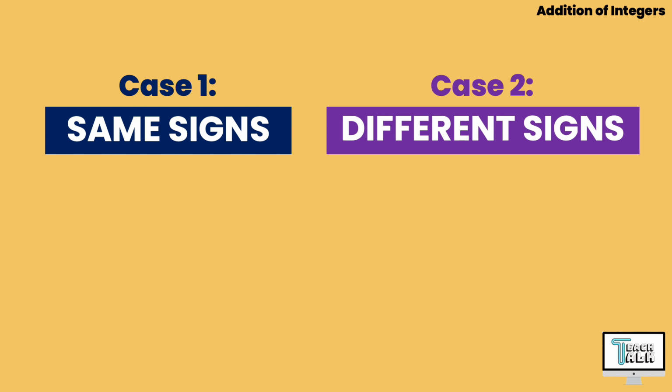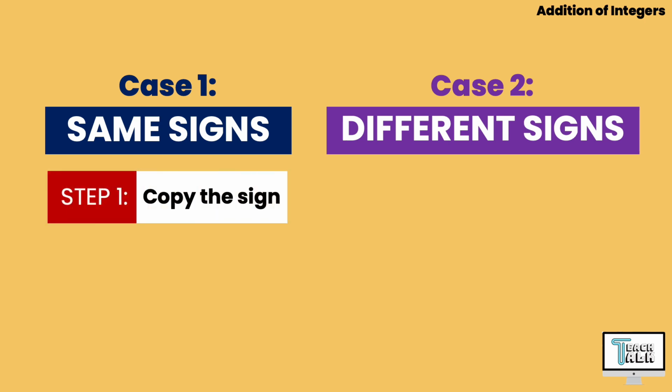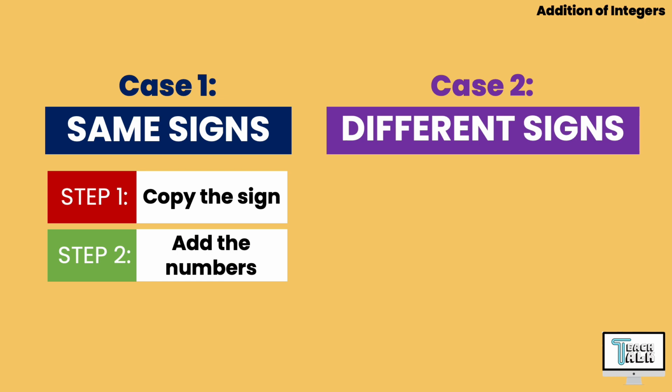First case, same signs. Second case, different signs. When we have same signs, or nag-add tayo ng parehong positive or nag-add ng parehong negative, anong step 1? Copy the sign. Step 2, add the numbers. Okay? Punta naman tayo sa case 2.